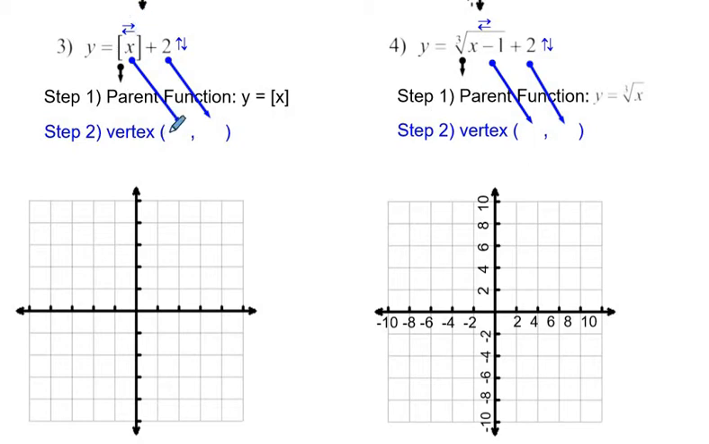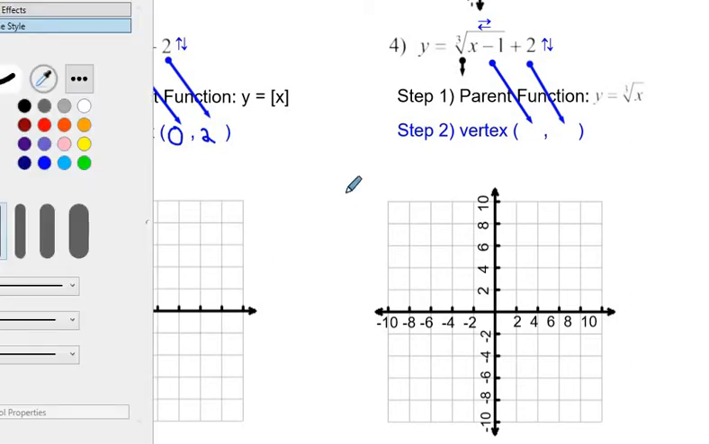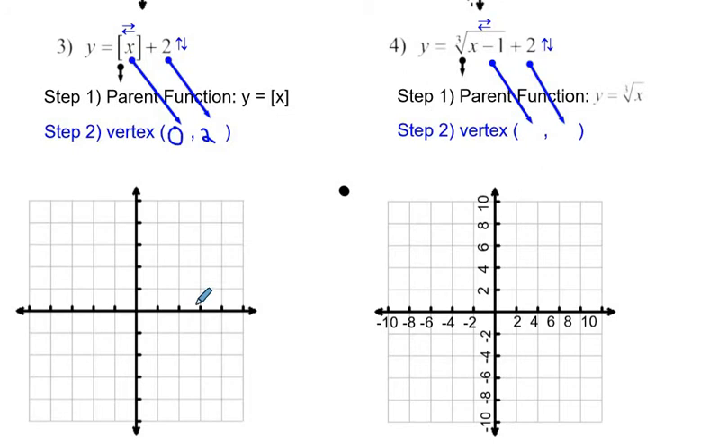It's not going to move left or right, so that's going to give you 0 for your h value. K is always whatever you're given, so k is 2. So what does the parent function of the greatest integer function look like? Before you draw it, it looks like a line.